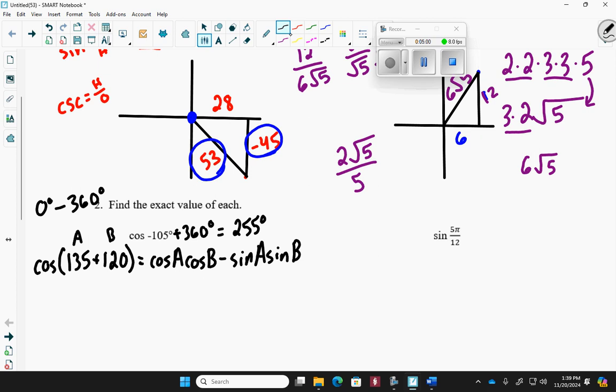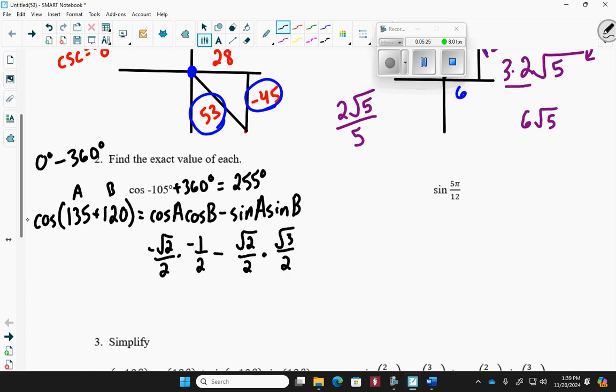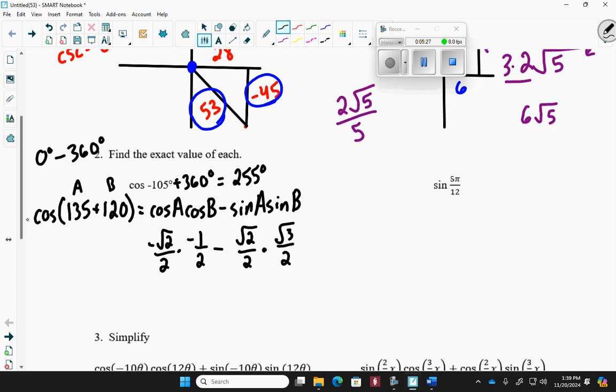So cosine of A, which is 135. I guess I should have written it cosine of 135, but I didn't. My fault. Radical 2 over 2 times cosine of B, which is 120, is negative 1 half, minus sine of A, which is radical 2 over 2, because that's 135, and then sine of 120, which is radical 3 over 2. All right? So do the math. That gives me a positive radical 2 over 4 minus a radical 6 over 4.